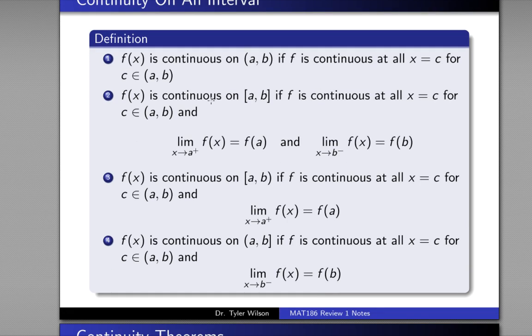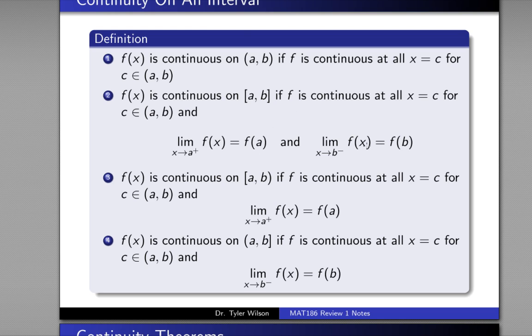Okay, so here are some definitions. We can say that f of x is continuous on the interval (a, b) if it's continuous for all of the points inside of (a, b). So it's continuous at all c values inside of a and b. It's continuous on the closed interval [a, b] if it's continuous at all the points in that interval, and continuous on the right of a and on the left of b.